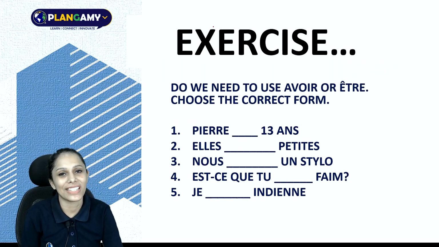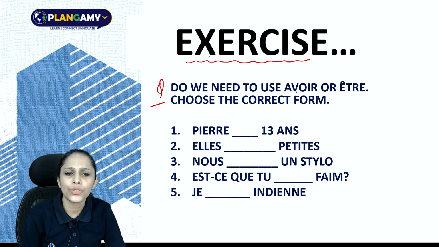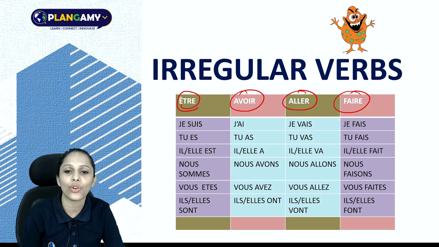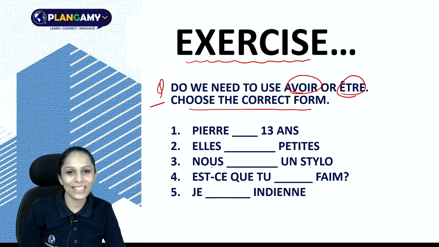Now, exercise time. So, here we have this question. It says, do we need to use avoir or être? Let's go back. Here you have the conjugation of être and avoir. So, choose the correct form. There are 5 questions. Please pause the video and fill in the blanks. Write the correct form, whether you need avoir in this or être in this. Please do it and you can pause the video for a few minutes and complete your answers.